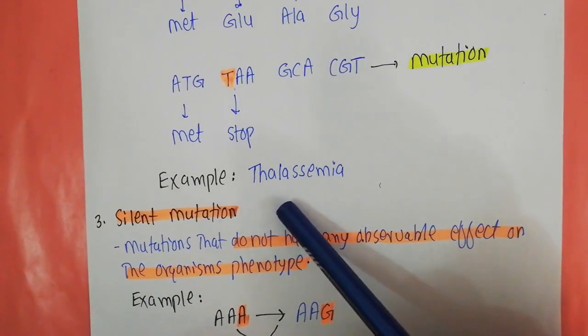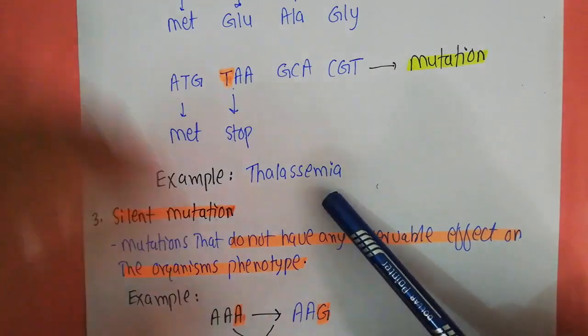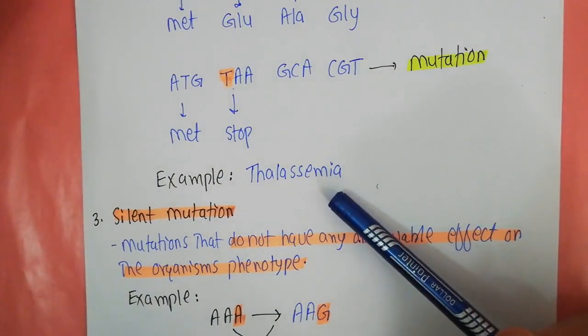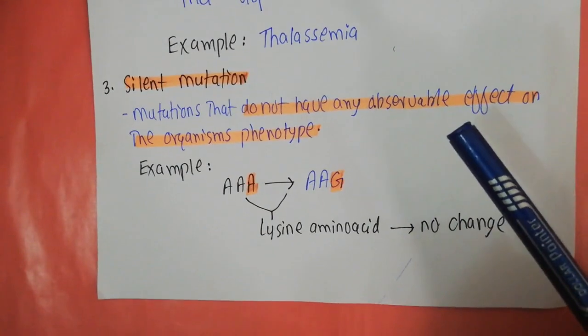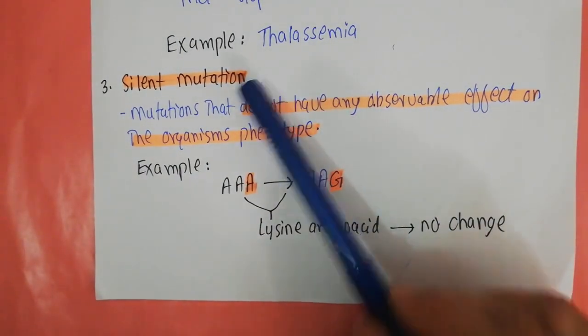And if you talk about an example of the nonsense mutation, thalassemia will be a good example. The third type of the point mutation is called the silent mutation.